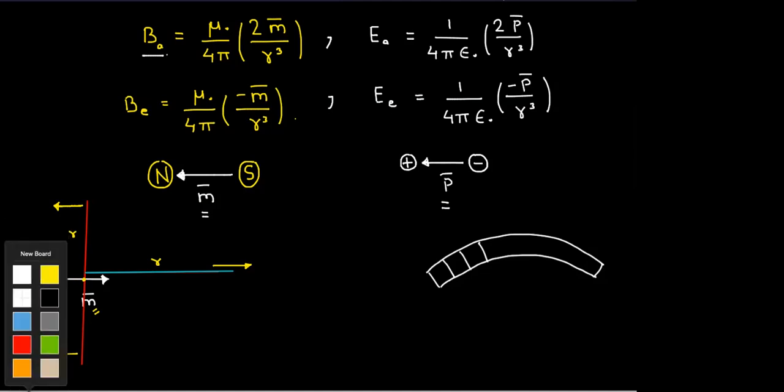Does anyone have any doubts till now? No one has any doubt? Okay, fine. Write down. Since it boils down to a dipole, let's discuss a few more things about the dipole. So, dipole in a uniform magnetic field.